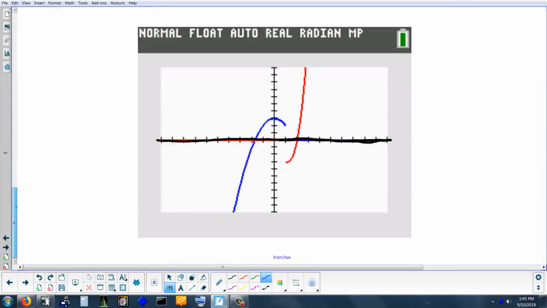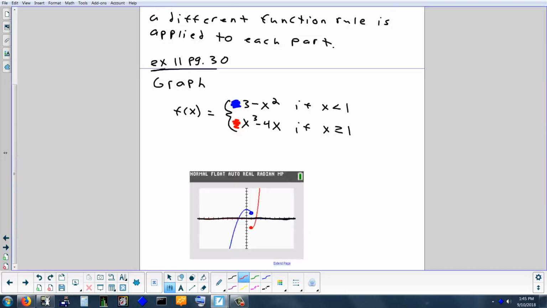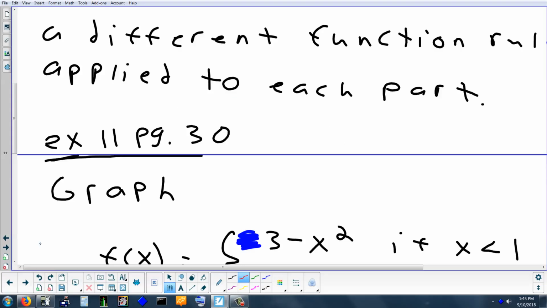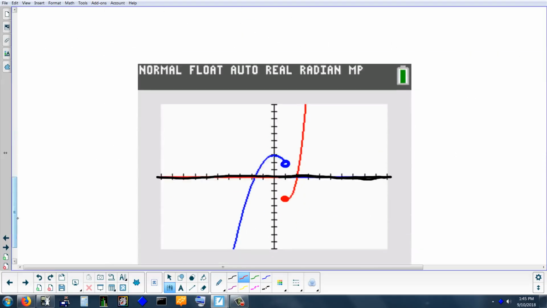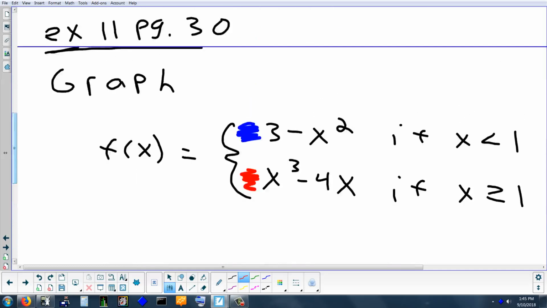Now, the other thing it should do is this. And see if you can tell me why. It should do that and that. Anybody tell me why? I zoomed out so you can't see it as well, but I need to zoom back in. Why did I put an open circle on the blue and a closed circle on the red?